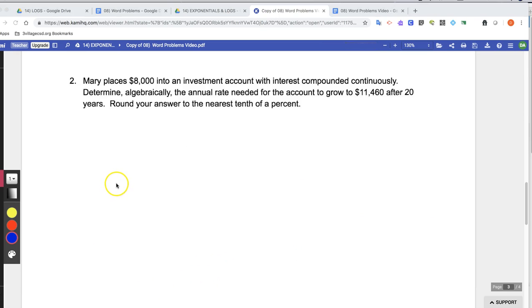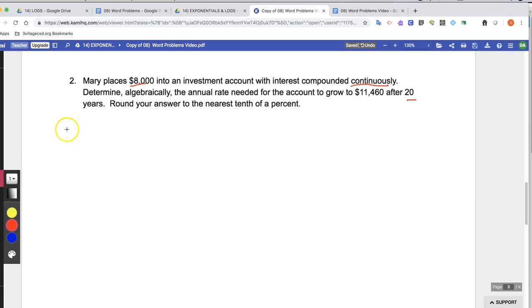Okay, now for the second problem on the worksheet. This is going to be similar to the first problem. In this question, we see that Mary places $8,000 in an investment account with interest compounded continuously. And in this example, we have to determine algebraically the annual rate needed for the account to grow to $11,460 after 20 years. And we're going to round our answer to the nearest tenth of a percent.